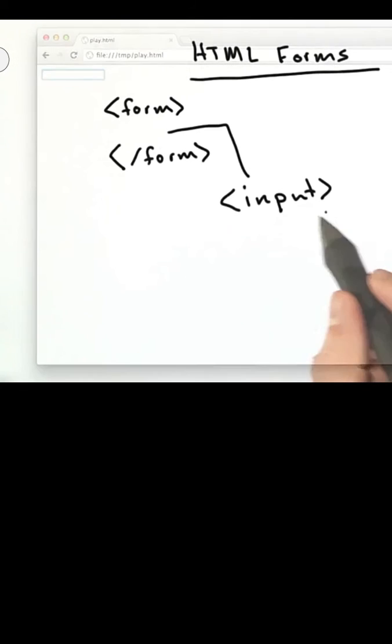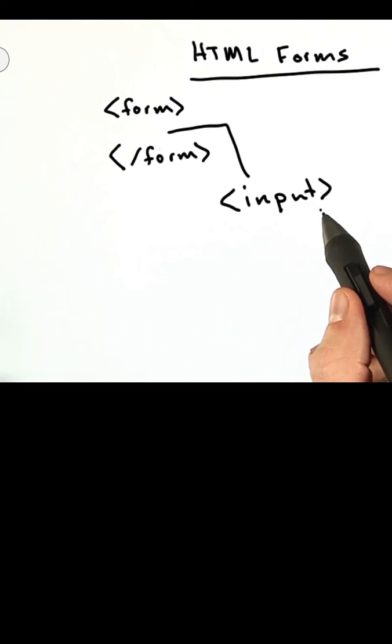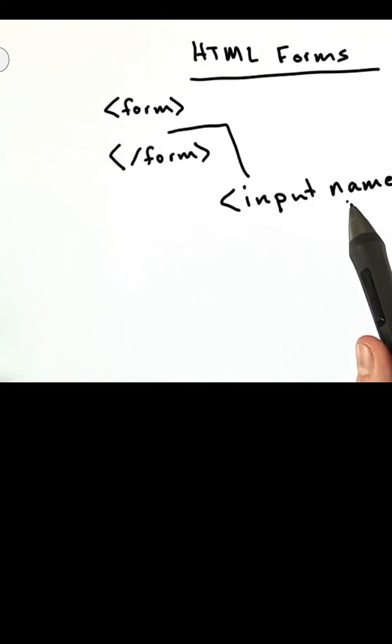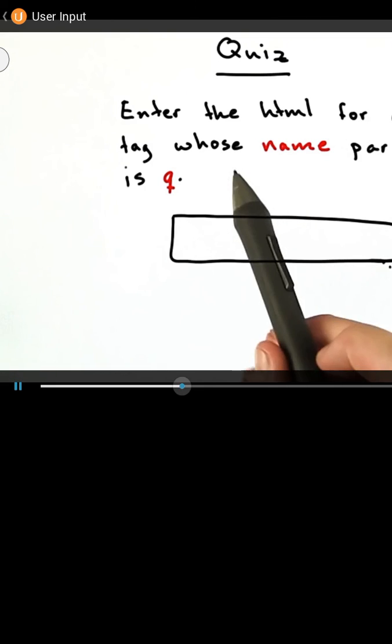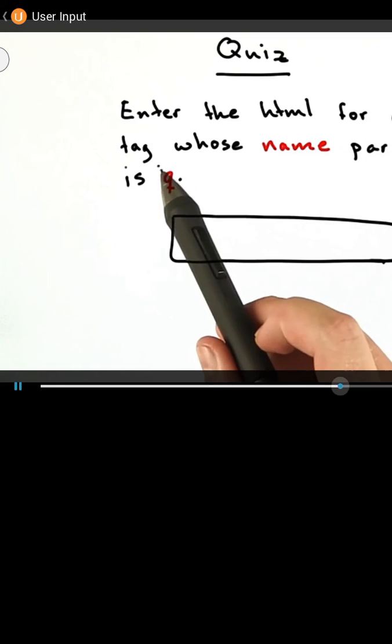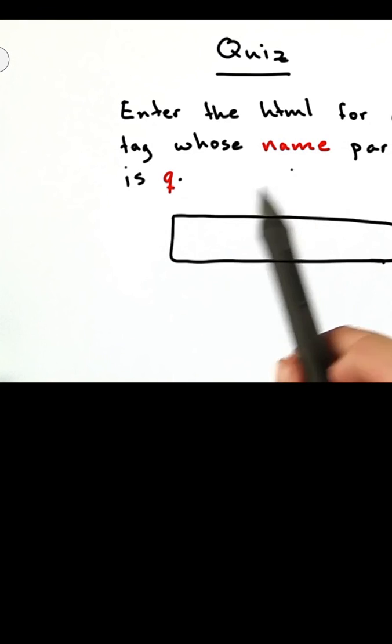Pretty cool, huh? The input tag can take a couple of attributes, one of which is called name. And name looks like this. Like all attributes, we have the actual attribute, which in this case is called name, and then the value, which I've written here in red. This can be whatever we want. Okay, quick quiz. What I'd like you to do is enter the HTML for an input tag whose name parameter is Q.